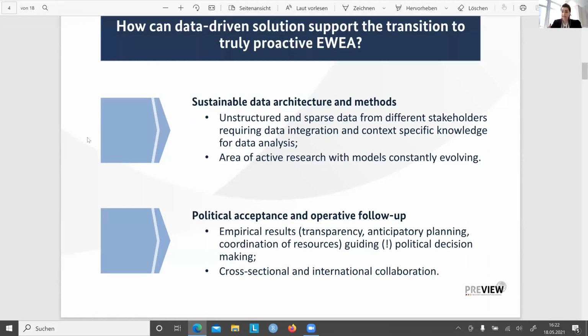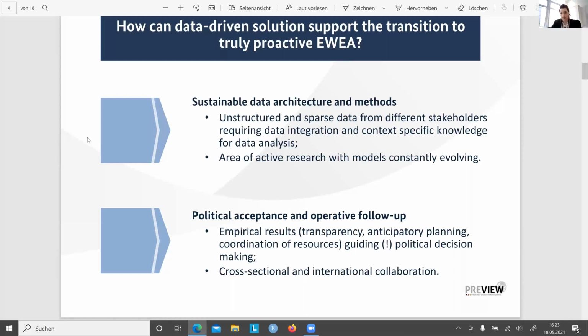Yes, this exactly leads us to the question: what can data-driven solutions do to transition to a more proactive early warning, early action approach? We have split our approach in two parts. One is related to our sustainable data architecture and the methods we use. And this one deals with the challenges that we have when it comes to data availability.